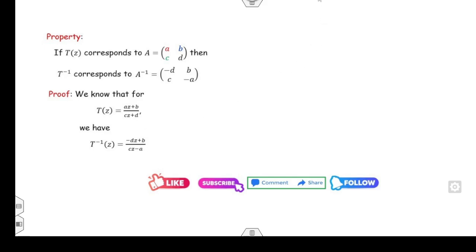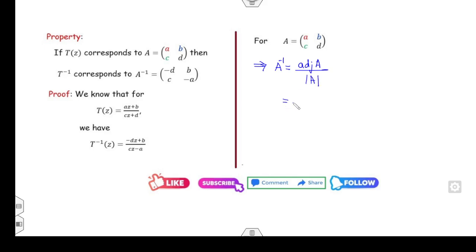Now, how can you prove this with the help of the matrix representation? If you have the matrix representation A, B, C, D, can you find the A inverse? How can you find the A inverse? That is the adjoint of A divided by the determinant of A. So what is the determinant of A? AD minus BC. Can you find the adjoint? It's minus D, B, C, and minus A.